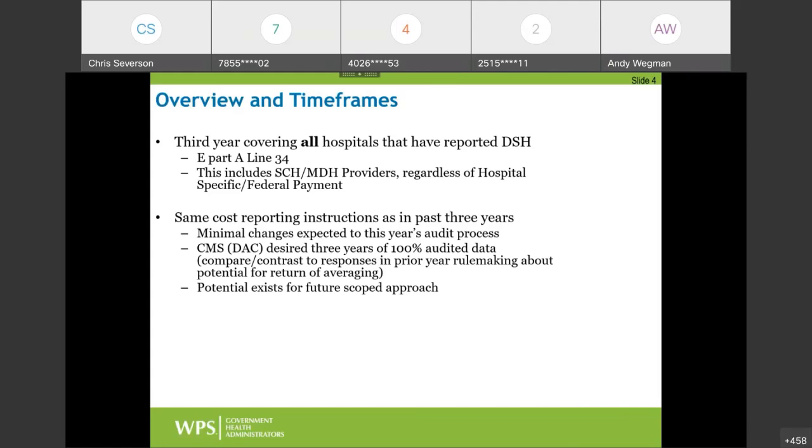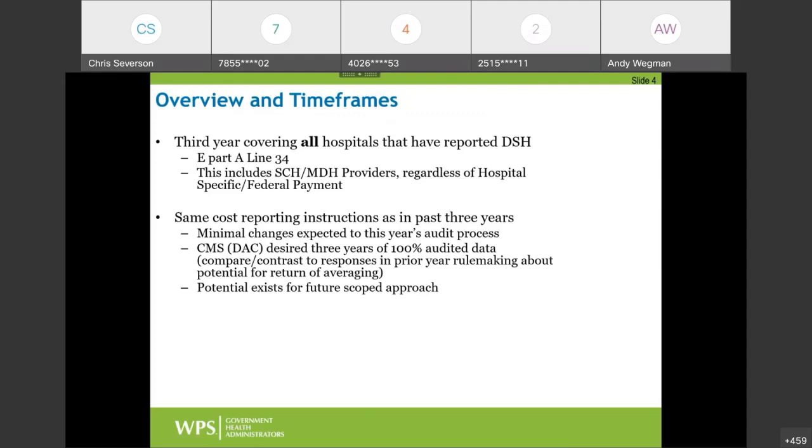And the reason is that they wanted 3 good years of audited data so they can take a look at any trends. They can take a look at just the findings in general before they make a decision about possibly going back to something like a 2 or 3 year average of data rather than just 1 year being used for the factor 3. It's possible in the future, depending on what they found, as they start to get more comfortable with both the provider and auditor understanding of the data, they might be comfortable enough to allow for more of a scoped approach in the future, but that's a little bit of speculation until they issue the proposal and final rule.